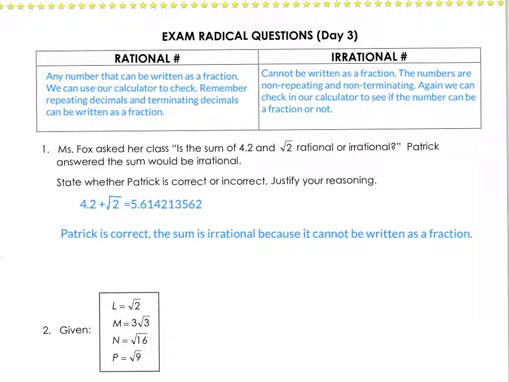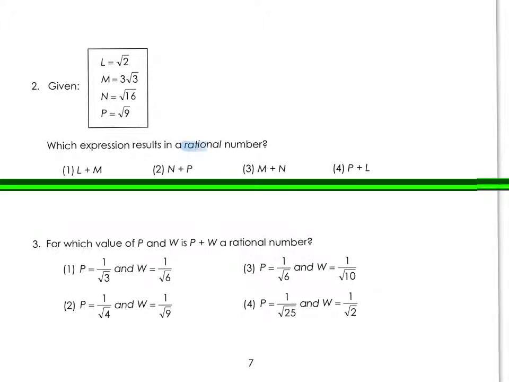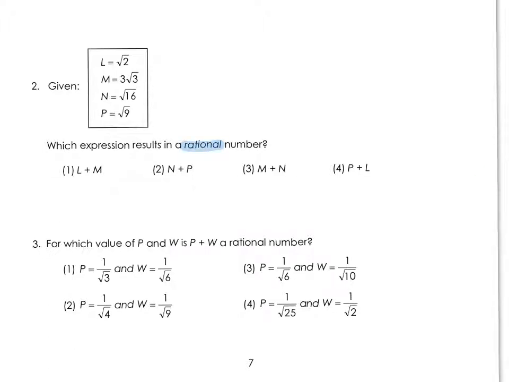Okay, let's look at the next example. So this is, again, an old exam question. Given L, M, N, and P, and they just gave us some numbers here, radical 2, 3 radical 3, radical 16, and radical 9. Which expression results in a rational number? So the key here is that we're looking for something that is rational. So that means that it can be written as a fraction.